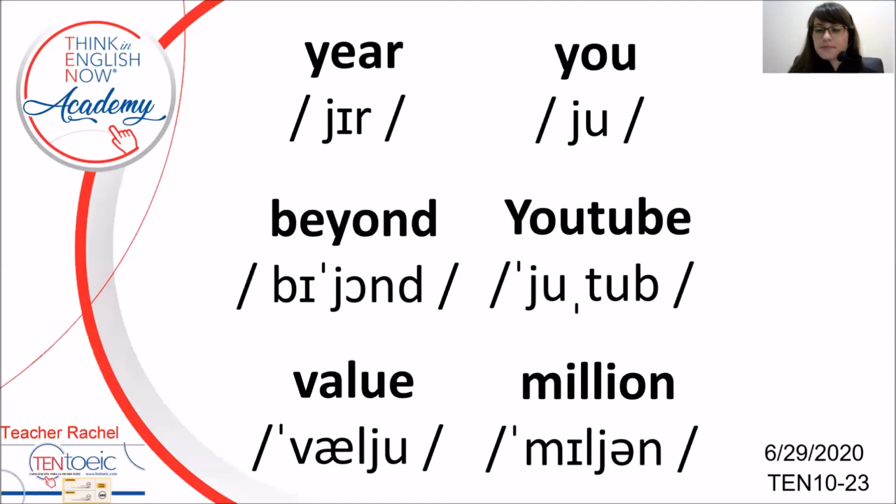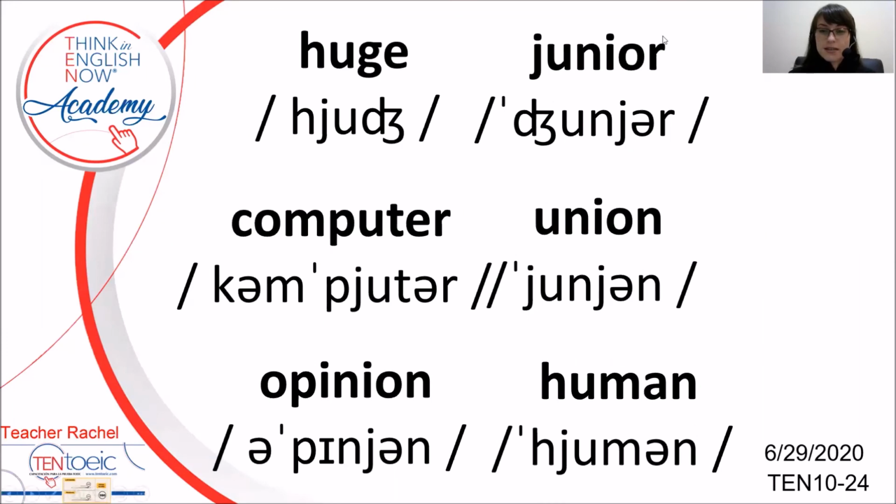How much money? Million. This is after 1,000. So we have 100, 1,000, million. So 1 million has 6 zeros. 1, 0, 0, 0, 0, 0, 0. Huge. This is referring to a size. It's very large. That is a huge pizza. So it means very big, big size pizza.